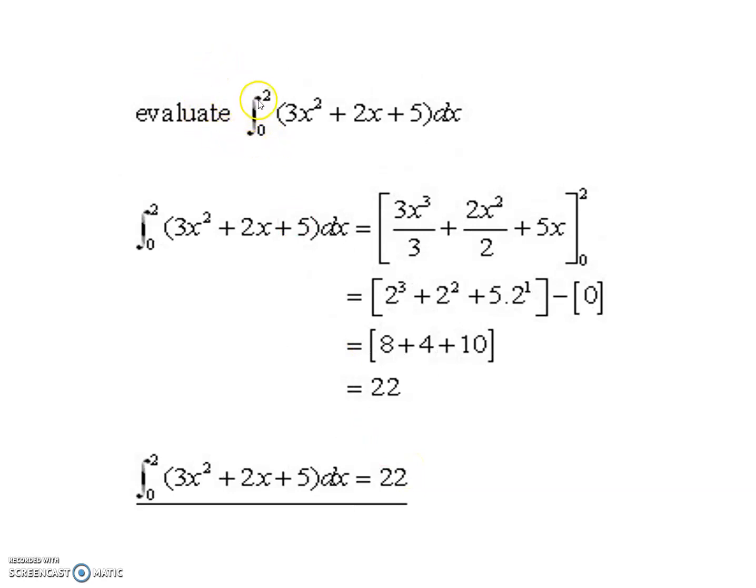Next one, integral from 0 to 2 of 3x square plus 2x plus 5 dx. We know that integration of x raised to n is x raised to n plus 1 upon n plus 1. That's why 2x cube upon 3 plus 2x square upon 2 plus 5x. Upper limit is 2, lower limit is 0. 2 cube plus 2 square plus 5 into 2 minus 0. 2 cube is 8, 2 square is 4, 5 into 2 is 10, simplification is 22.